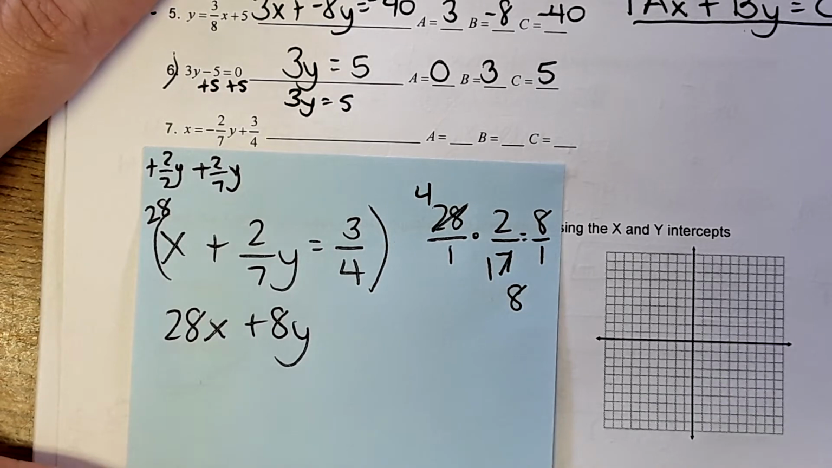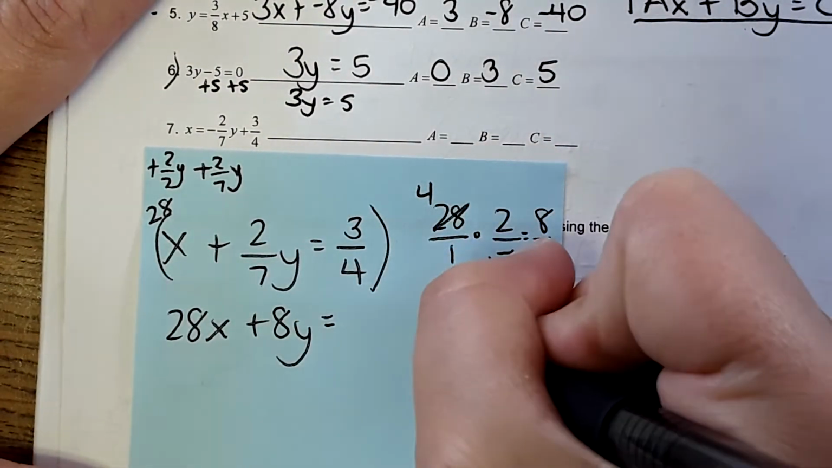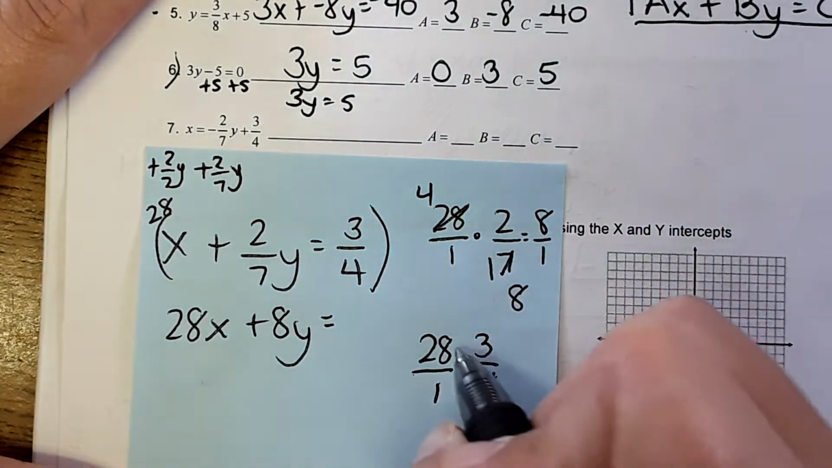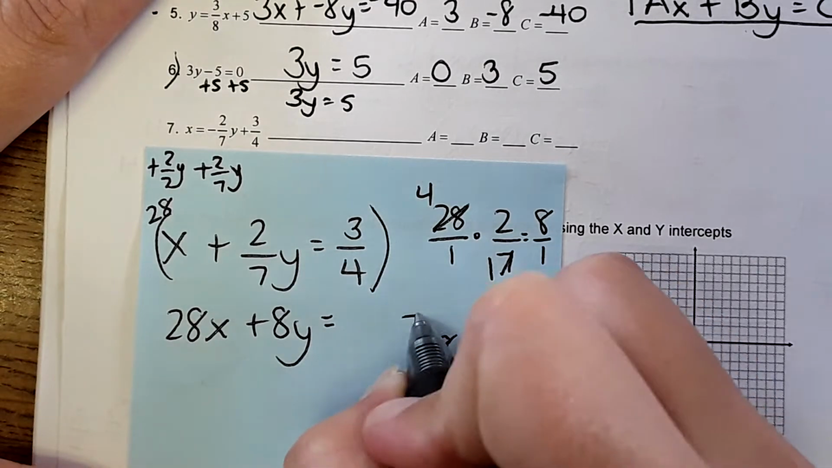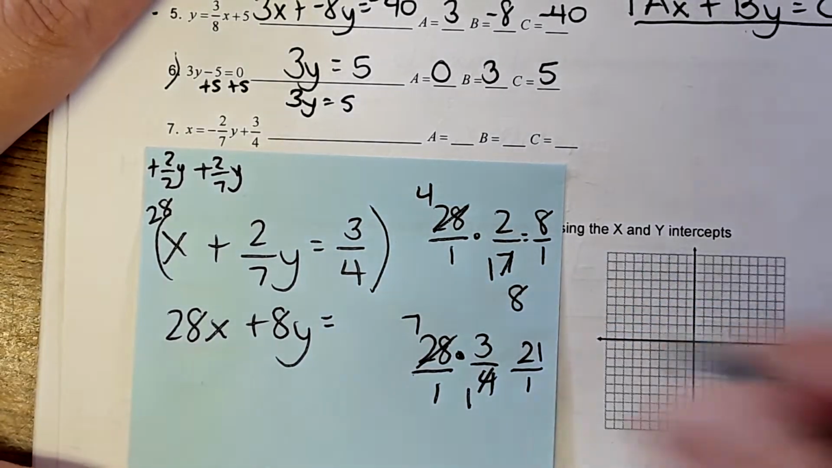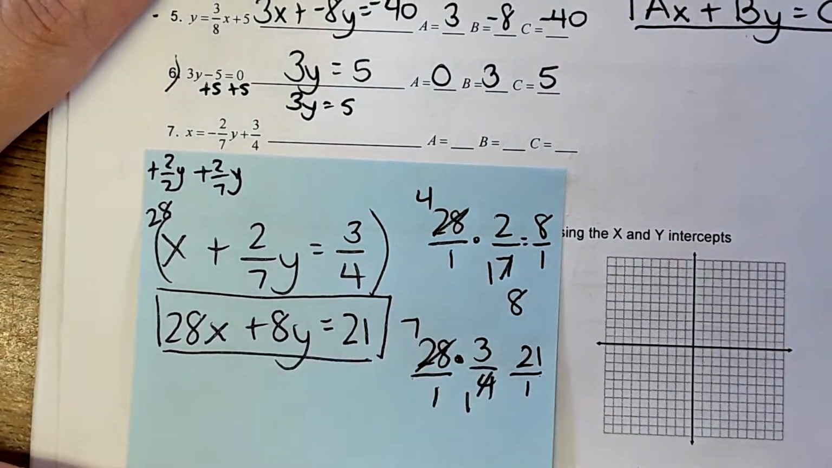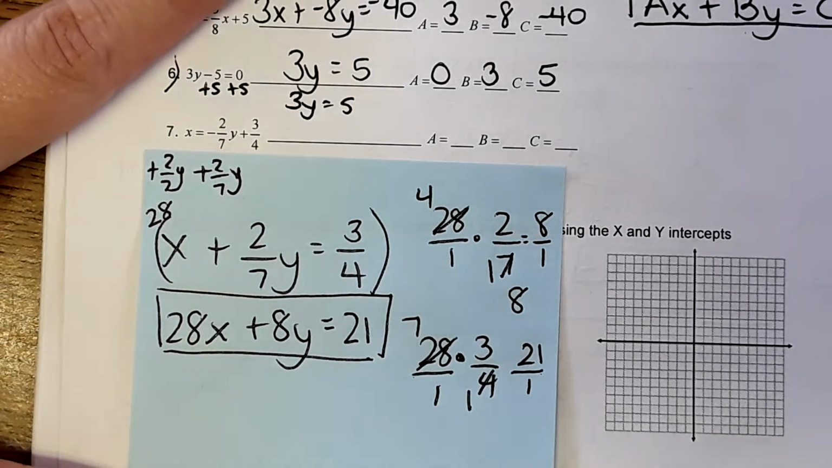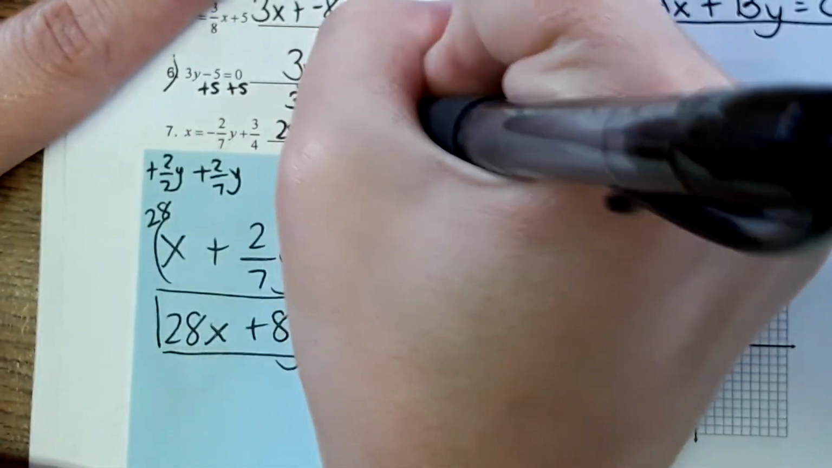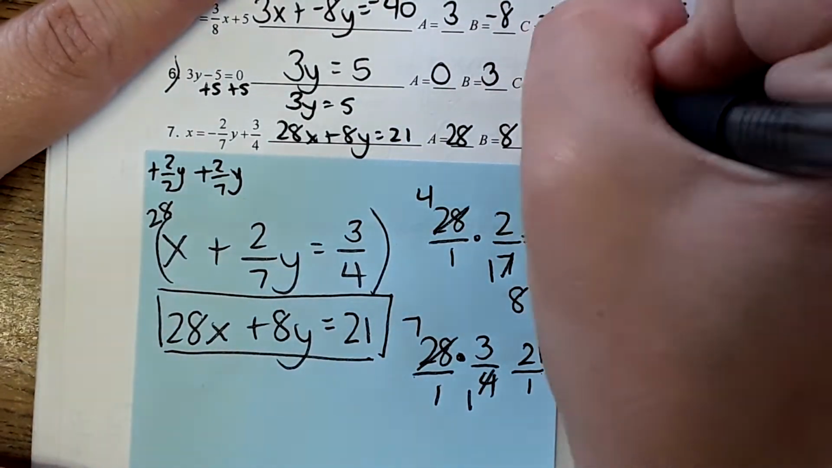And then I need to do 28 times 3/4. 28 and 4 divided by 4 would be 7 and 1. 7 times 3 is 21. 21 over 1 is just 21. So here we go. Their standard form. So 28x plus 8y equals 21. I get 28, 8, and 21.